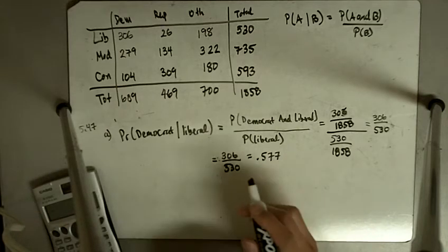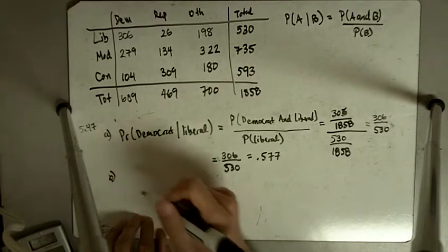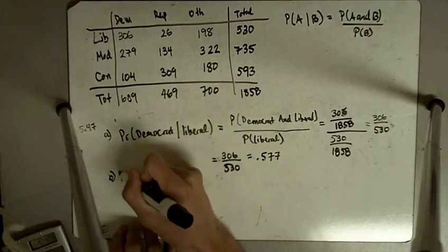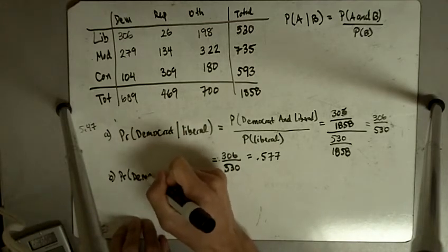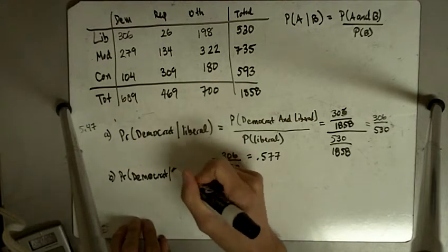And so that seems to make sense. On the other hand, we want to know what is the probability that someone is a Democrat given that he or she is conservative. So if somebody identifies himself or herself as conservative, what's the probability that this person is a Democrat?